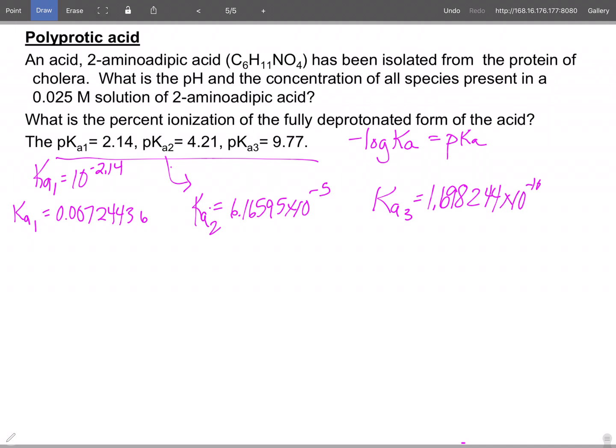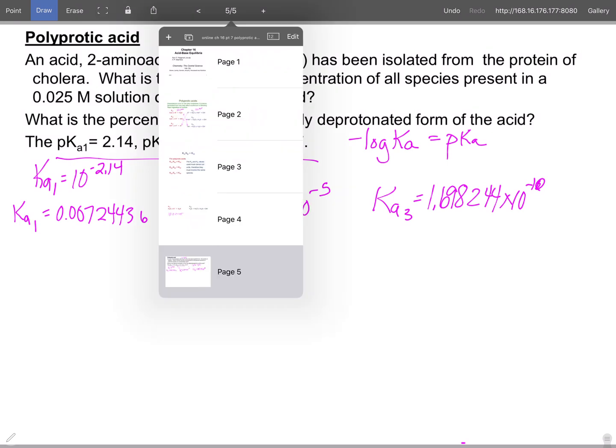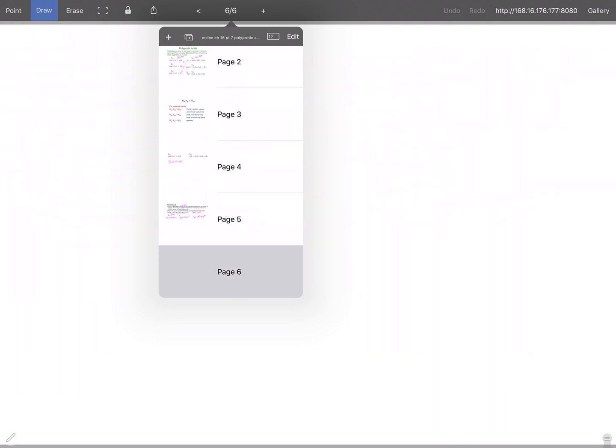Now, if you notice looking at this, the first Ka is pretty strong because it's minus 3. The second Ka is okay, it's minus 5. Then the last one is minus 10. So what happens is it's getting weaker as you go. Now, since this is a triprotic acid, we're going to call this H3A. So let's work a problem. I obviously don't have enough space, so I'm going to add a page onto this.